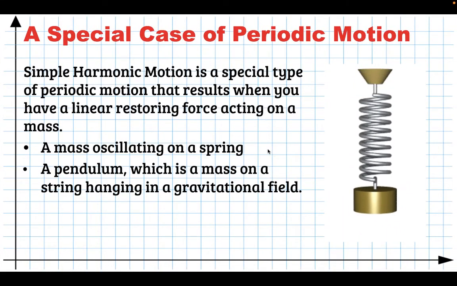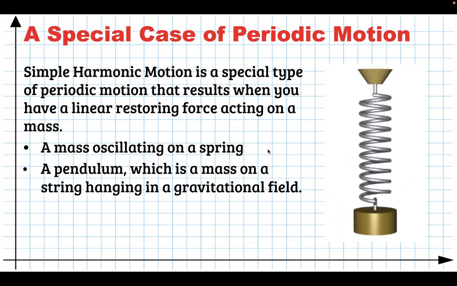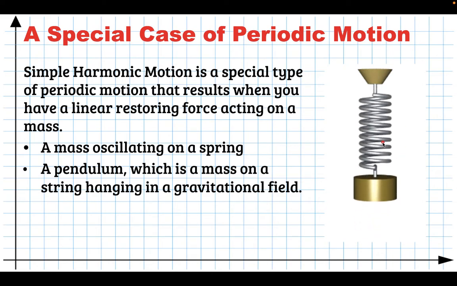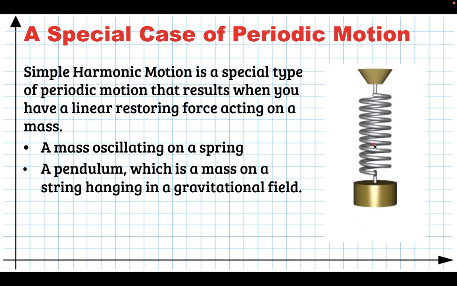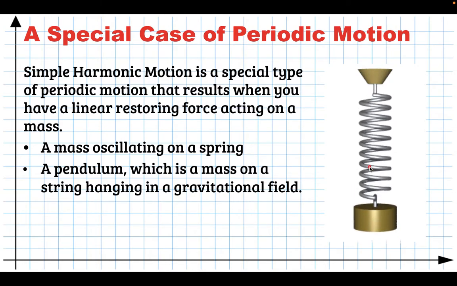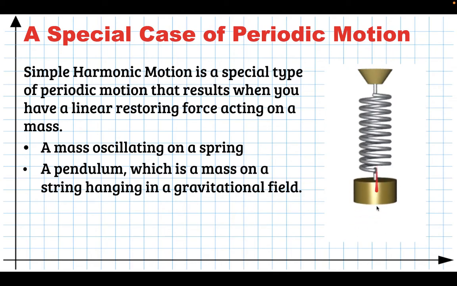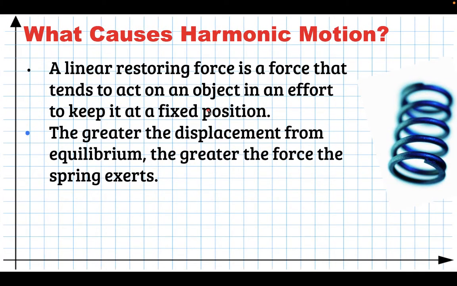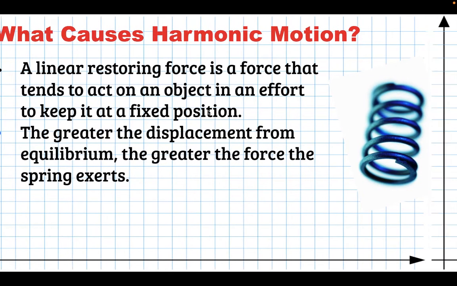Okay? So simple harmonic motion is a special type of periodic motion. It's when we have this linear restoring force, which we talked a little bit about. When a spring is pulled from equilibrium, it tries to pull back and tries to keep it at equilibrium, and if you pull it down, it bounces. Okay? So that's what we call a simple harmonic oscillator. And when you look at the position versus time graph for a simple harmonic oscillator, it's a very nice, smooth sine wave. So linear restoring forces are what cause harmonic motion.